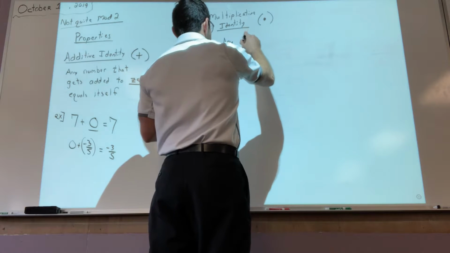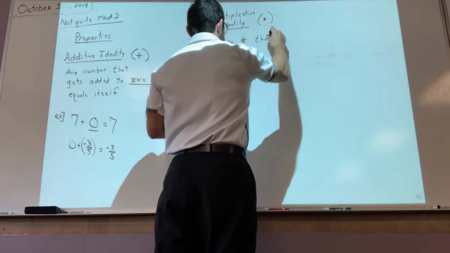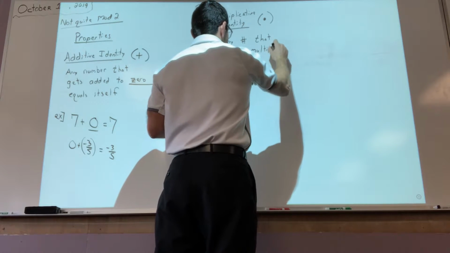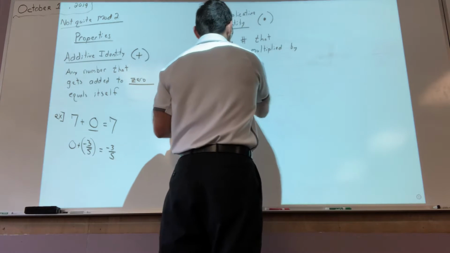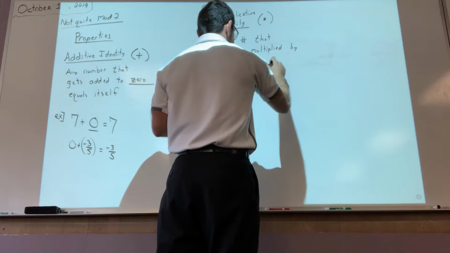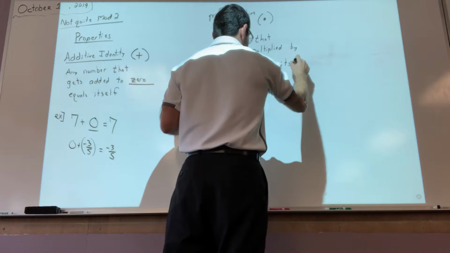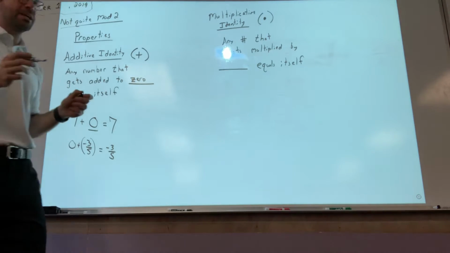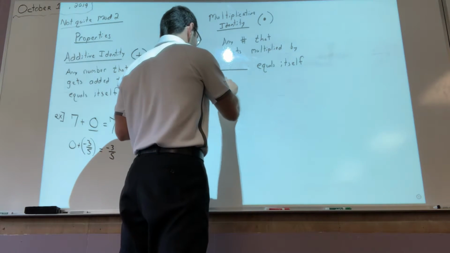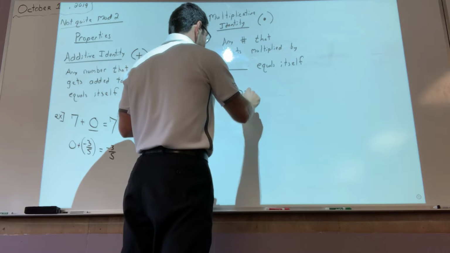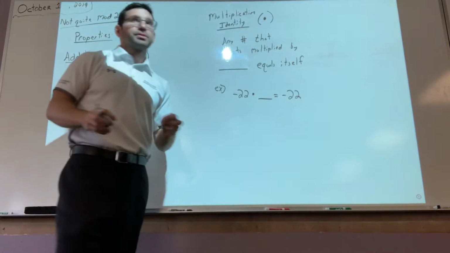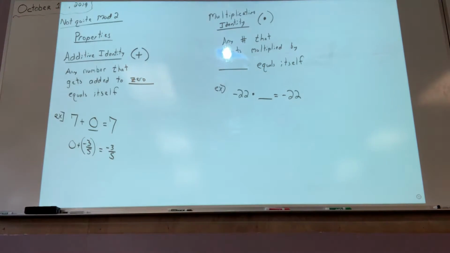Any number that gets multiplied by blank equals itself. So any number that gets multiplied by something equals itself. So here's my example. Negative 22 multiplied by something equals negative 22. Come on, I need to see lots of hands.